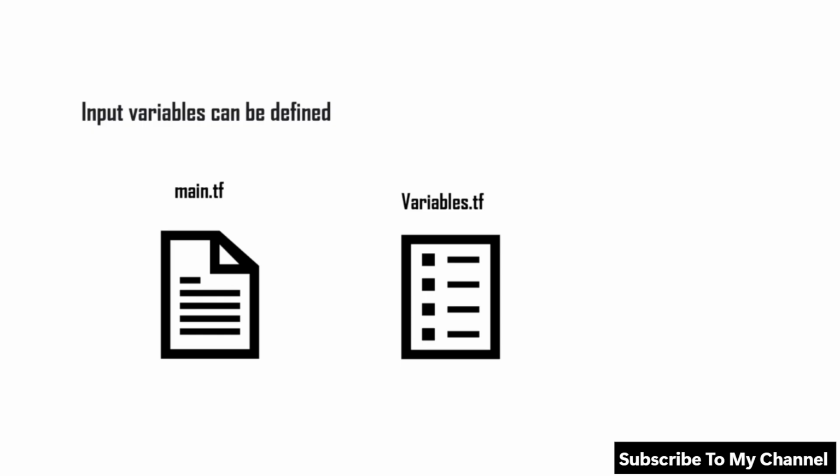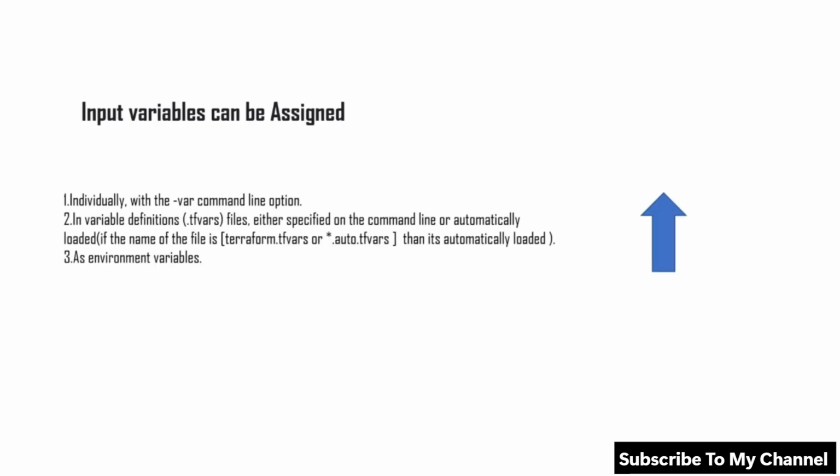Now there's a distinction between defining variables and assigning values to them. So this is basically where you define your particular variables. You can either define them in your main.tf or in your variables.tf. I will show you an example later on in this section using both main.tf as well as variables.tf.